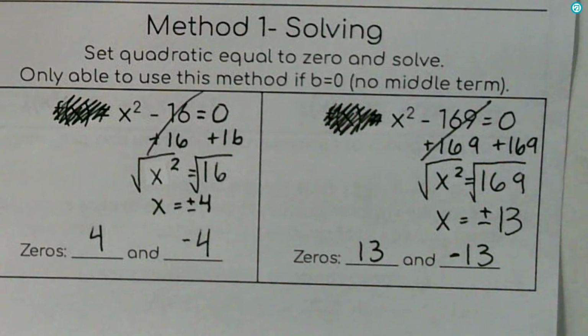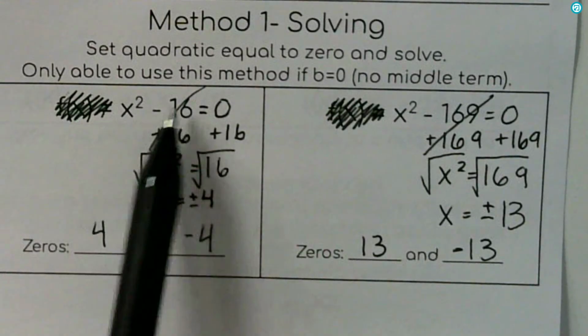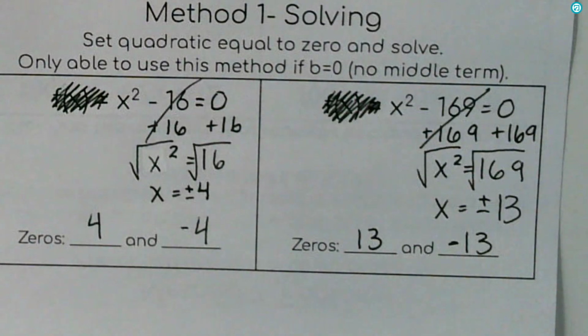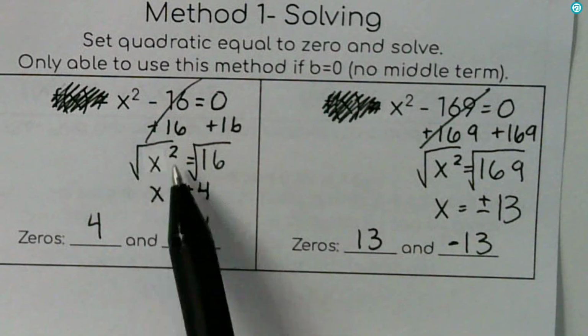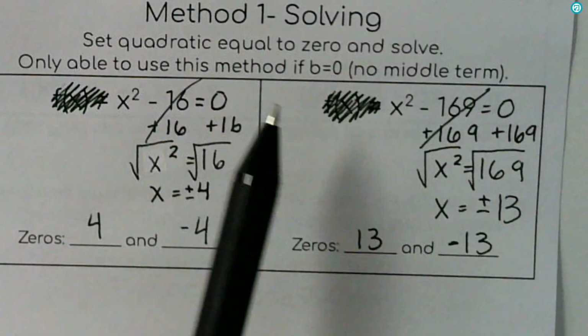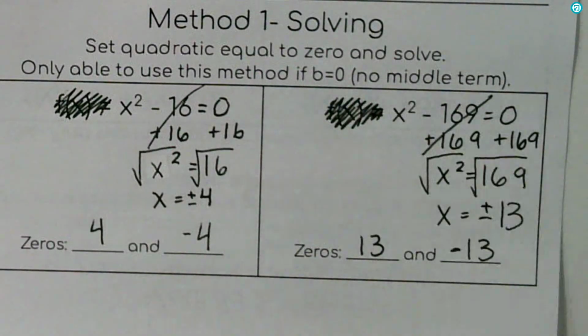Okay, there's one more note right here. We were only able to use this method if b equals 0. There's no middle term. So see how I just had x squared and then my c term, x squared and my c term? If I would have had an x in the middle, so like let's say I had x squared plus 2x minus 16, then right here I would have had x squared plus 2x, and we can't take the square root of that. So you can only use this method if there is no middle term. Okay? Any questions about that? All right, flip this over then.